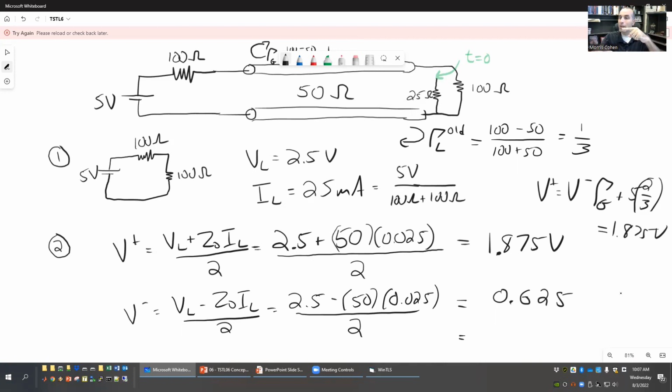So this all seems to make sense. Positive going wave becomes negative going wave with the reflection at the load. Negative going wave reflects to become the positive going wave, but we also have to add in the voltage that's being injected by the battery.